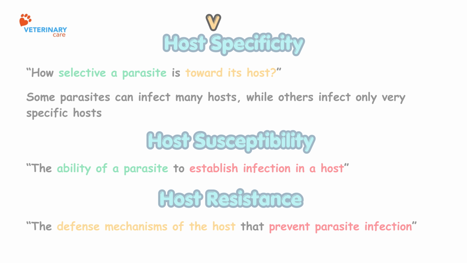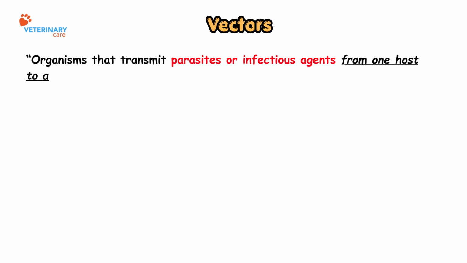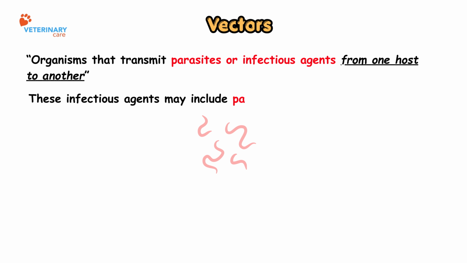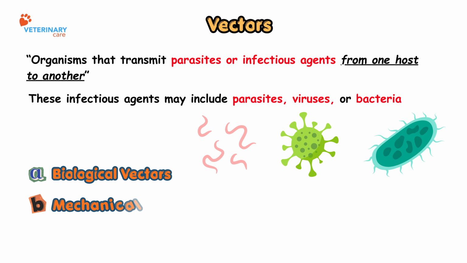Now let us move toward vectors. Vectors are organisms that transmit parasites or infectious agents from one host to another. These infectious agents may include parasites, viruses, or bacteria. Vectors are mainly divided into two types, biological vectors and mechanical vectors.